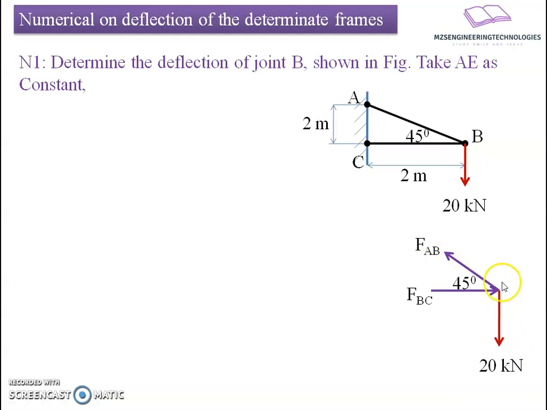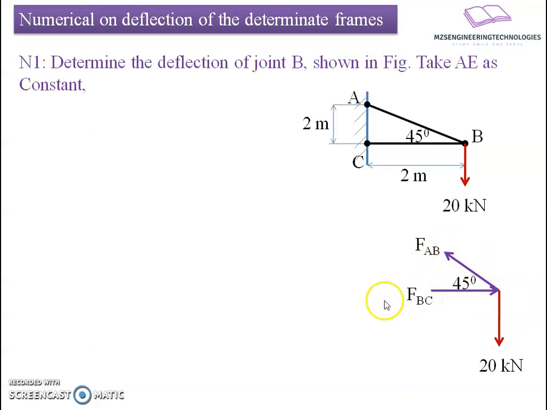First, we will prepare a free body diagram for joint B, where two members meet and an applied load of 20 kilonewton acts. Let us consider member AB. FAB is tensile in nature to counterbalance the downward load. FBC is a compressive force, to counterbalance the horizontal component of the force in member AB.